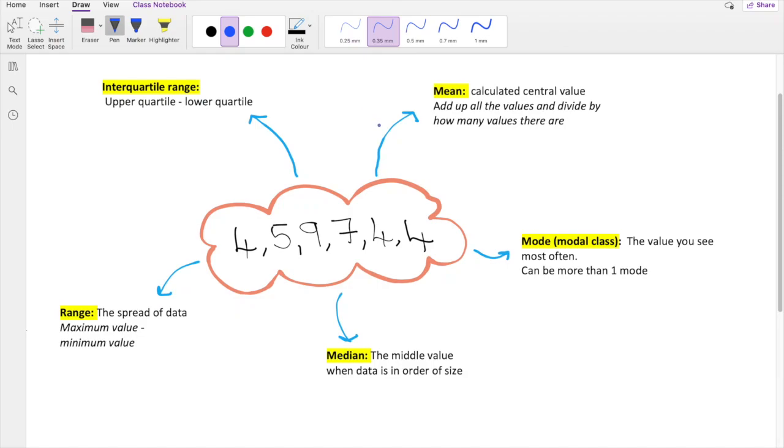In this video, I'm going to go through how to find the different averages for this data set in the middle. I'm going to start off by finding the mean. Now, the mean is a calculated central value, and to work it out, we need to add up all the values and divide by how many values there are.